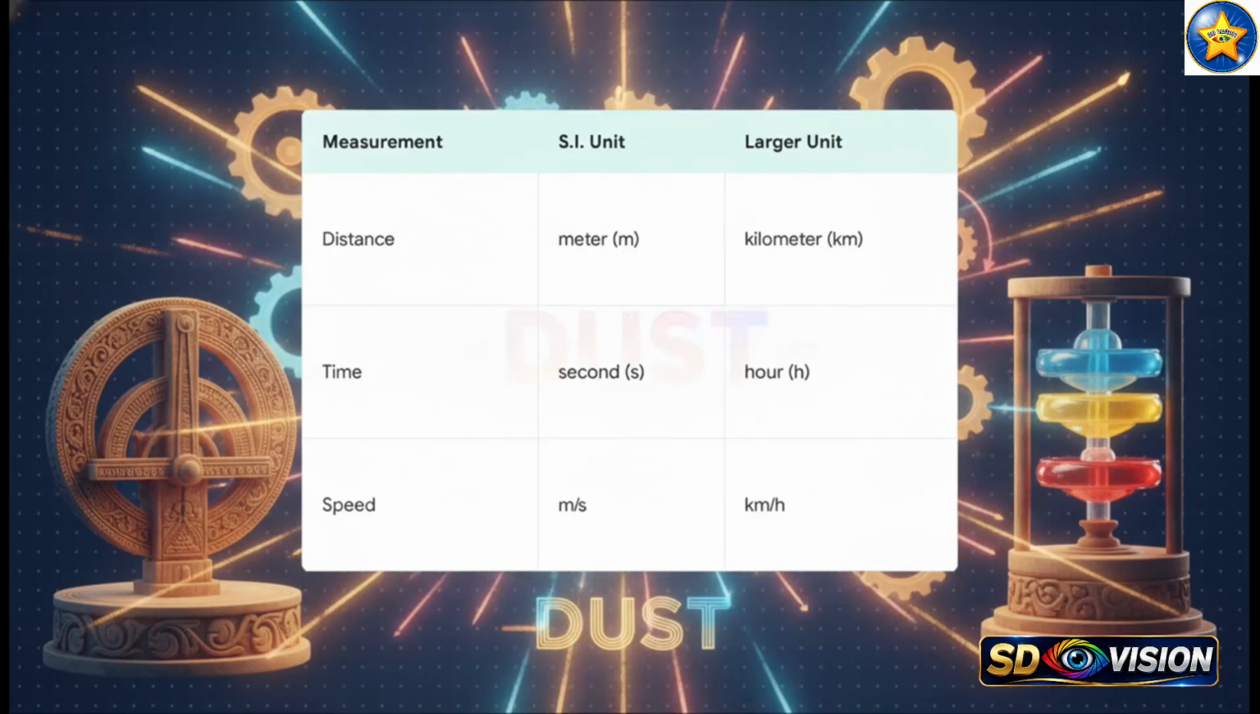But hold up. There's a catch. The DUST formula only works if your units are on the same team. The standard SI unit for distance is the meter. For time, it's the second. So naturally, speed is meters per second. For bigger stuff, we use kilometers, hours, and kilometers per hour. You have to make sure they match. You absolutely cannot mix kilometers with seconds without doing a conversion first, or your math is going to be totally wrong.